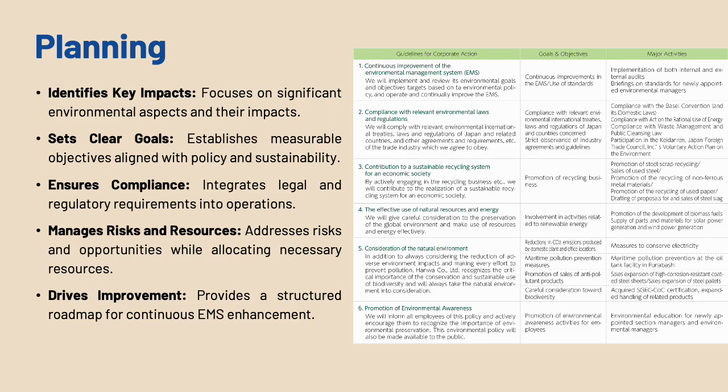But how does a company achieve this goal? It doesn't stop at goals and objectives alone. You can see the next column, which is on major activities. The major activity outlined there is to promote biomass fuels, encouraging the development and use of renewable energy sources like biomass, which not only reduces dependency on fossil fuels, but also supports a circular economy by reusing waste materials.